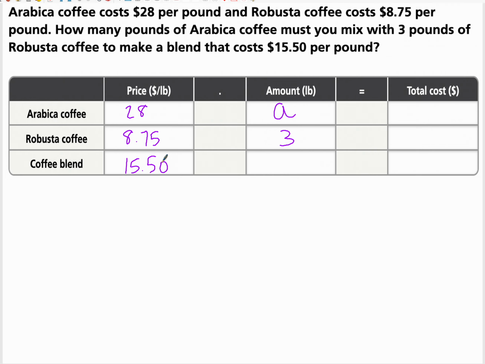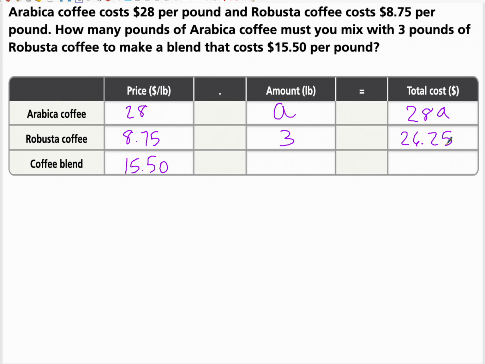So let's think about how this works. So Arabica coffee would be $28 per however many pounds that is. And then Robusta coffee is $8.75 times 3. And that comes out to 26.25.